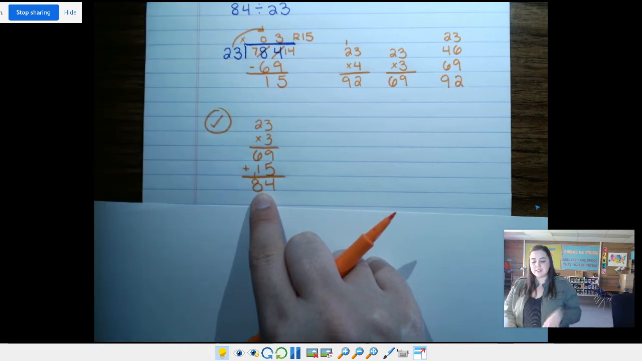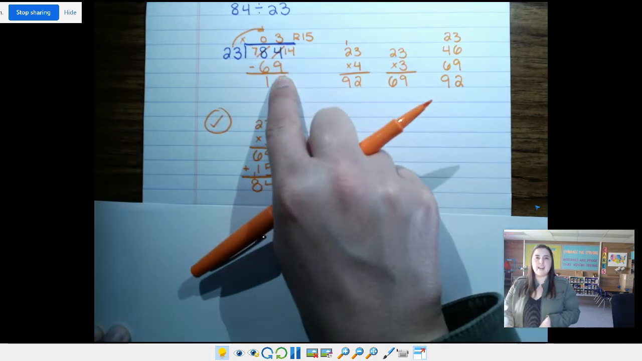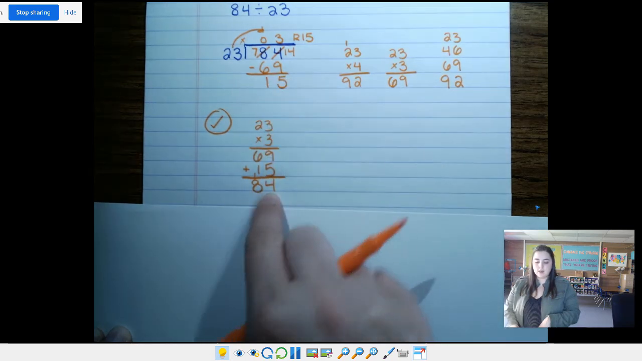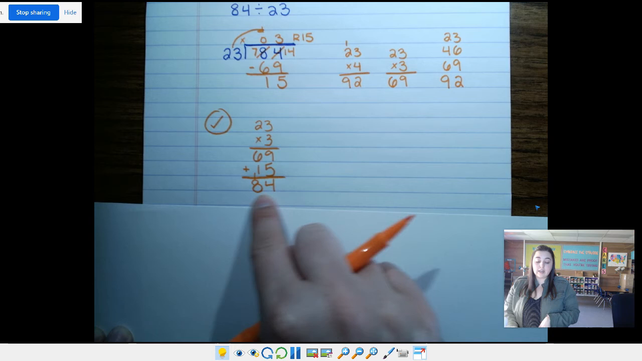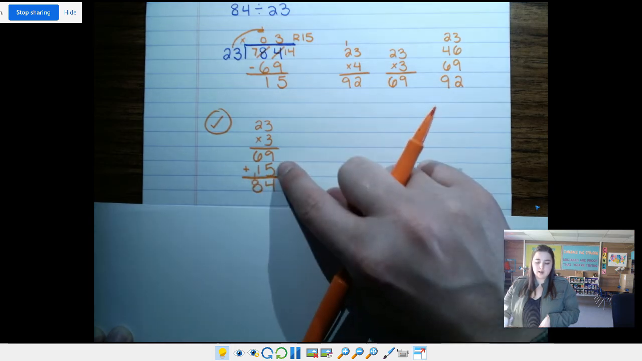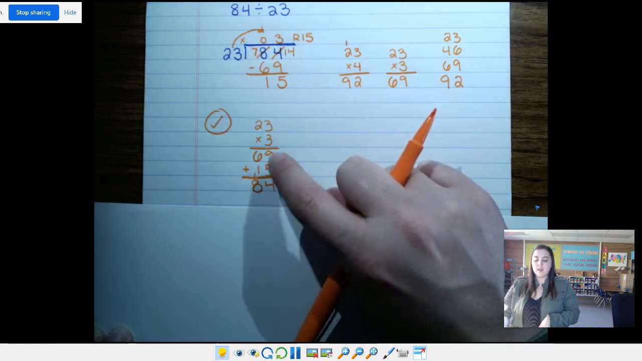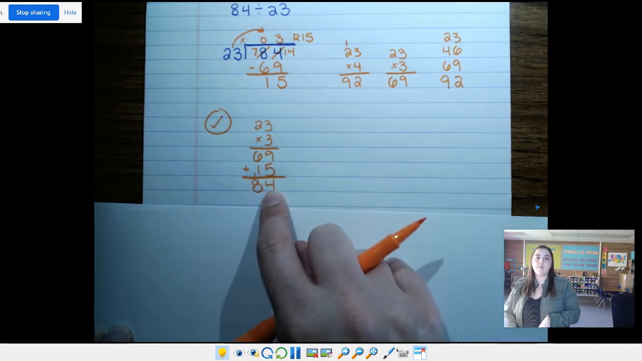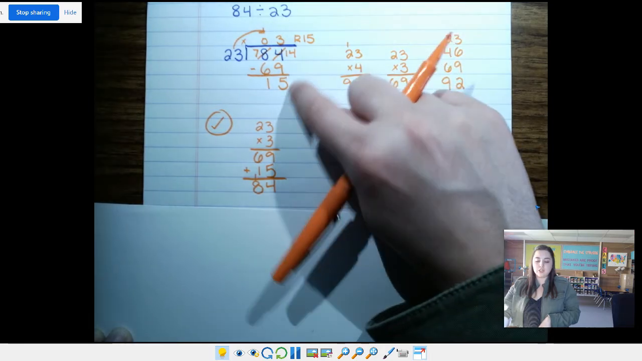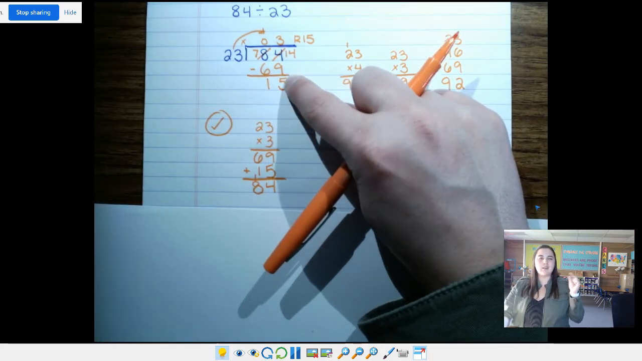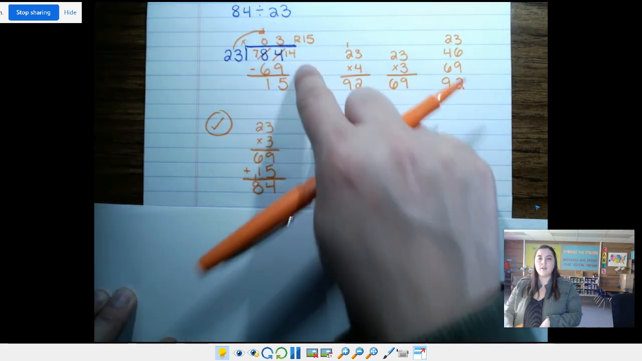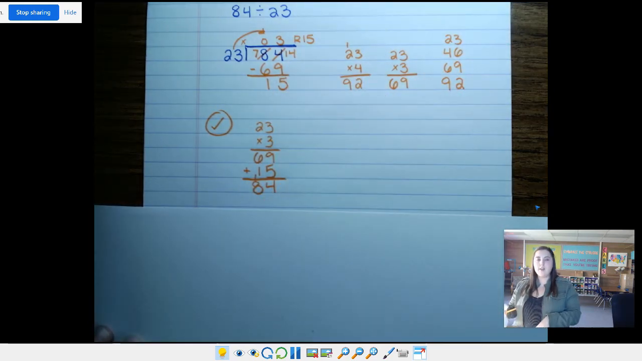If you made just a silly mistake, like I know 14 minus 9 is kind of tricky for some of us. If you were adding your remainder and you didn't get 84, it might be because you made just a little mistake, possibly a little subtraction mistake. So if you don't get this correct, go back in and figure out where did I go wrong? And then you can double check again.